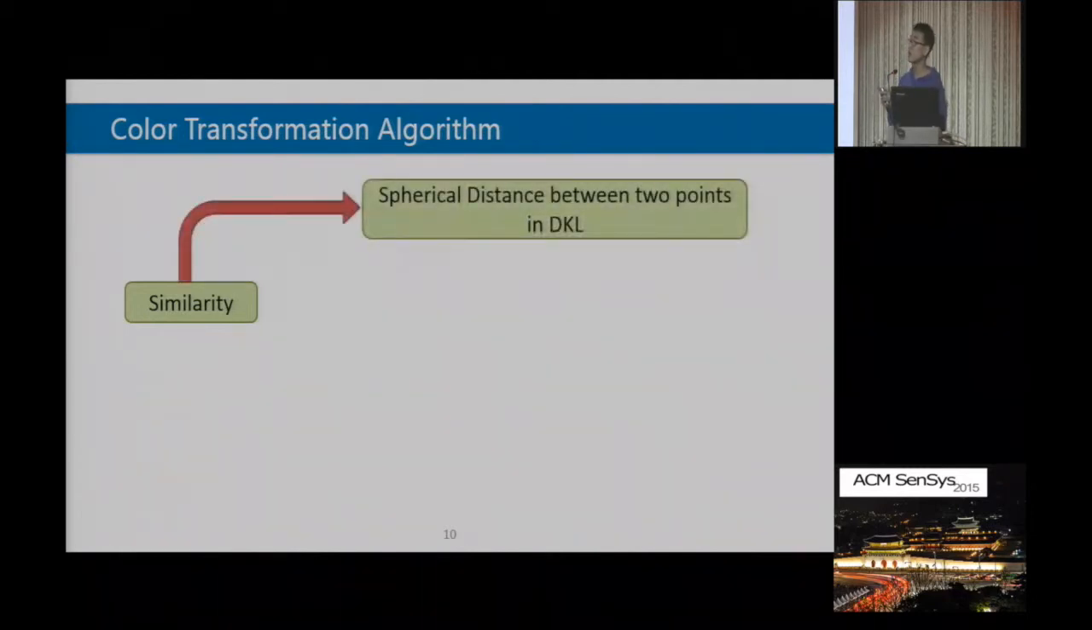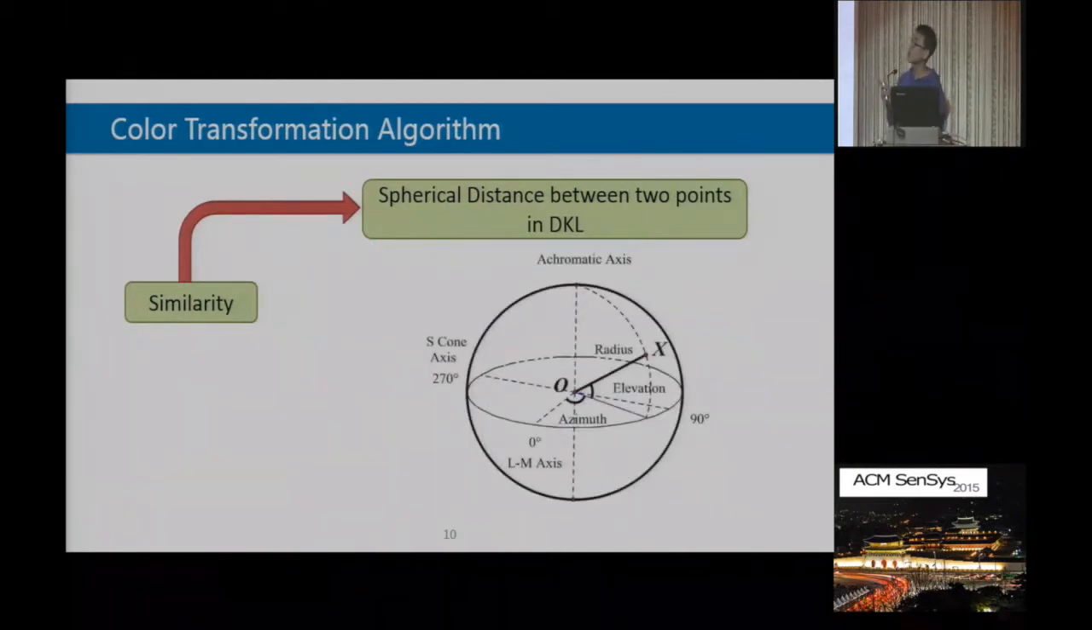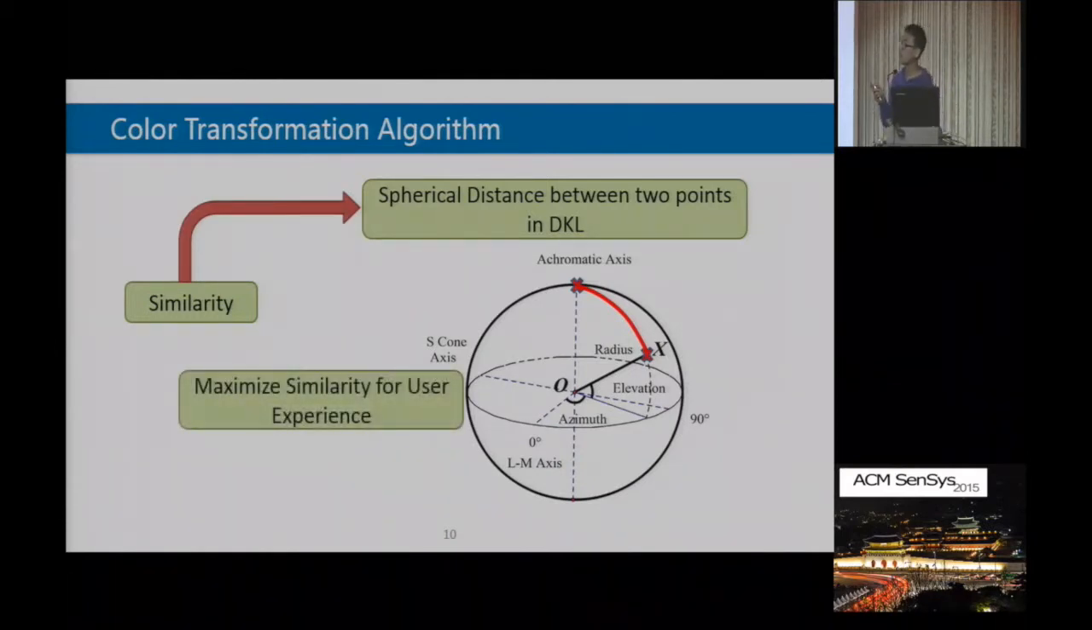And the similarity can be represented in the DKL color space too. It's related to the spherical distance between two color points. If these two points are two colors, the distance can in some way represent the similarity. We want to maximize the similarity for user experience. That means we want to minimize the spherical distance of these two points. So far we have already modeled all the factors in the DKL color space.